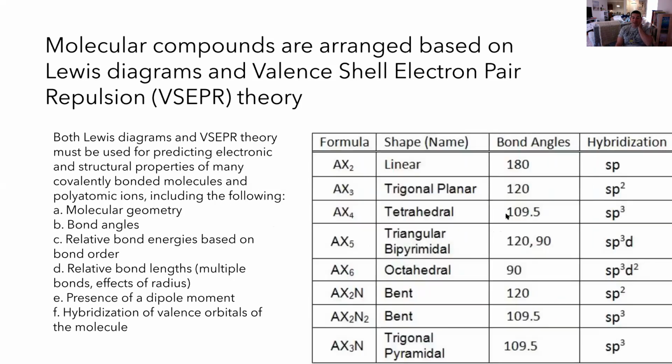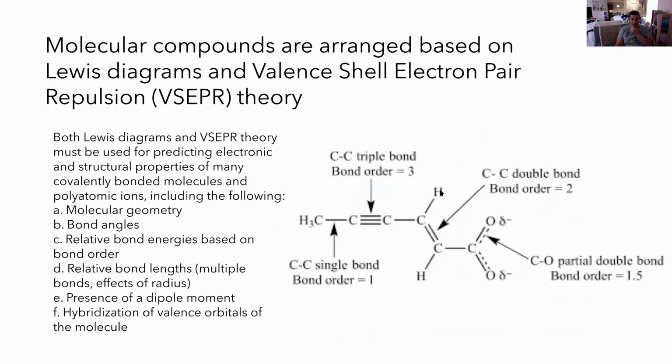There's typically only the same types of angles. Tetrahedral shapes have that 109.5 degree bond angle. Trigonal planar, the 120. Linear, the 180. All right, those are the really big important ones.